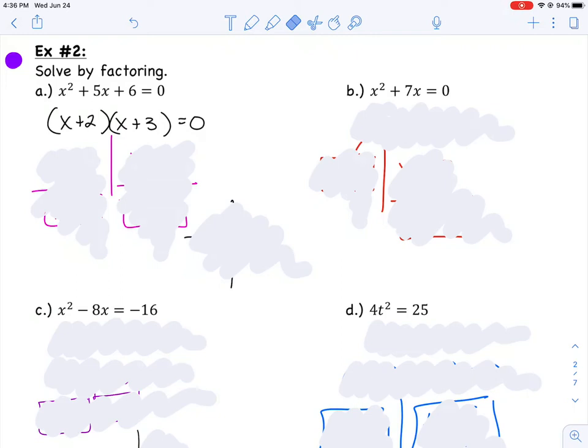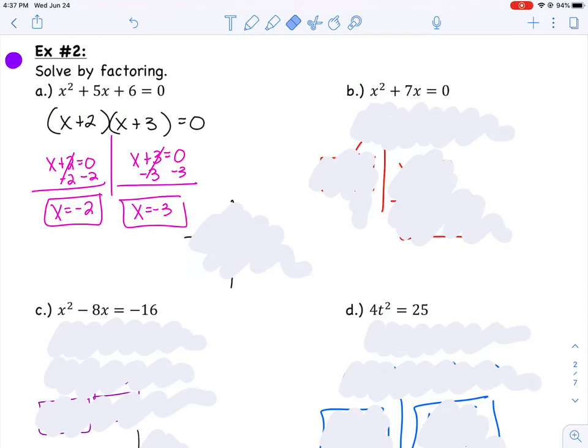Now that I have my problem factored into 2 binomials, I have 2 polynomials multiplied set equal to 0. I can now solve by setting each of those factors equal to 0. I can set my x plus 2 equal to 0, and I can set my x plus 3 equal to 0. I can subtract 2 and get x equals negative 2, and I can subtract 3 and get x equals negative 3. So I end up with 2 answers, x equals negative 2 and x equals negative 3.